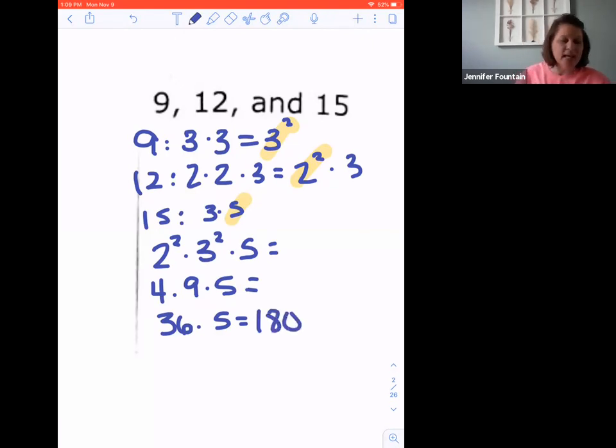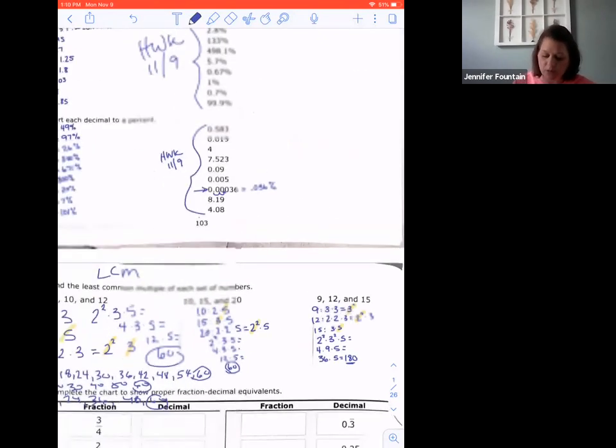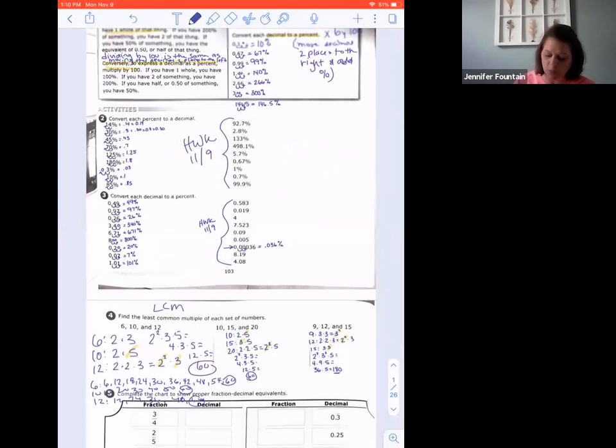Now, looking at that one, I sure wouldn't want to have to list out all of my multiples of 9 until I get to 180. That's why using the prime factorization and understanding this method is going to be the easiest and the quickest, because I don't want to have to list out my multiples of 9, 12, and 15 until I get to one in common, and it's not until 180. All right, so quick review on least common multiple.